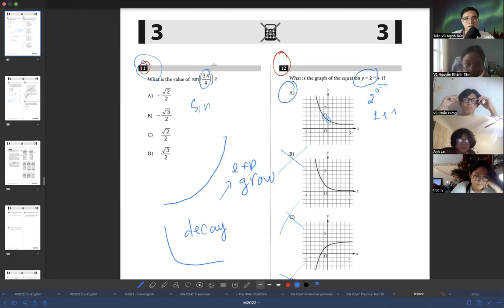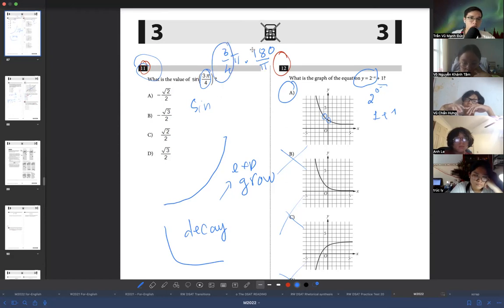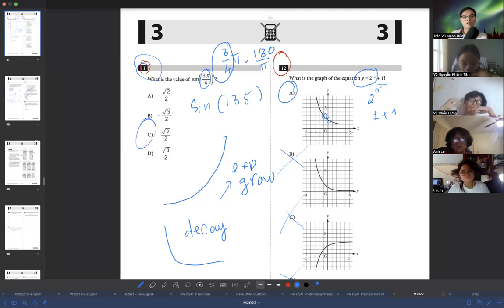If you don't know how to put your calculator into radian mode, you can just convert this into degrees, which means you use 3/4 pi times 180 divided by pi, which means you just take 3/4 times 180, and you get 135. Sine of 135 in this will be square root of 2/2.